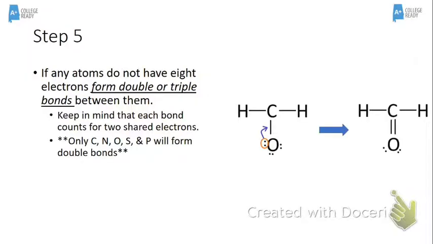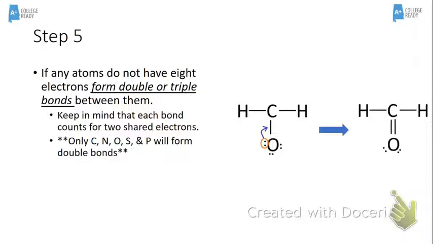Now, if we have atoms which don't have their octets, then we will form double and triple bonds. There are only certain atoms that are willing to form a double or triple bond: carbon, nitrogen, oxygen, sulfur, and phosphorus. Those are typically the only atoms that will form a multiple bond. So if we get somebody who doesn't have an octet and we don't have one of those nearby, we've probably done something wrong.